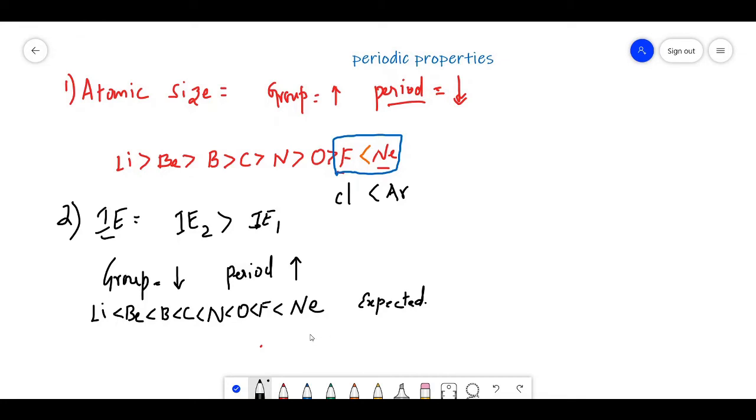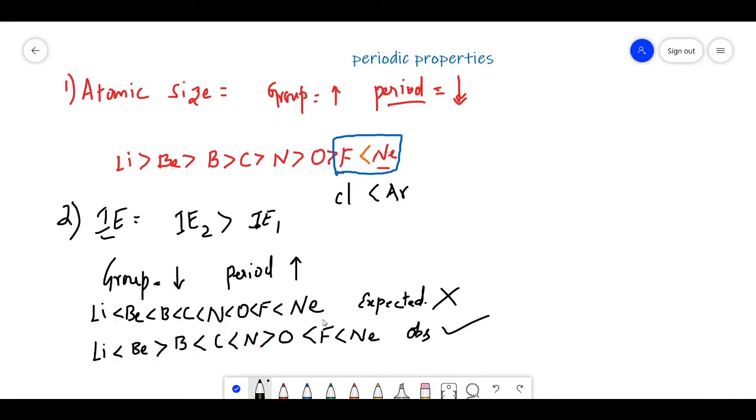We require the observed order. The observed order is: from lithium to beryllium ionization energy increases, and beryllium has more ionization energy than boron, then carbon, and then nitrogen. Here also nitrogen has more ionization energy than oxygen, then fluorine, and the last one is neon. So this is the observed order. This is wrong and this is right. So we have to consider only the observed order.